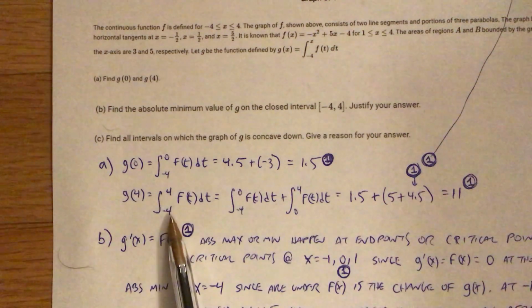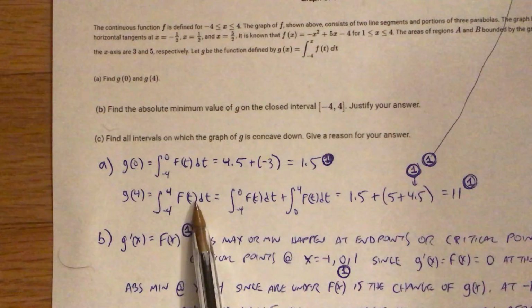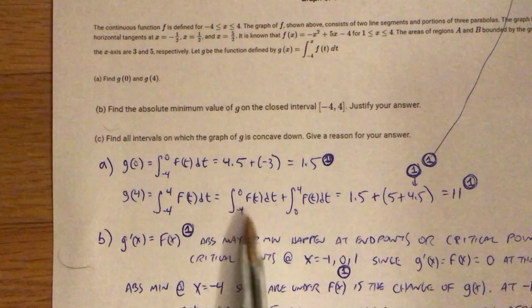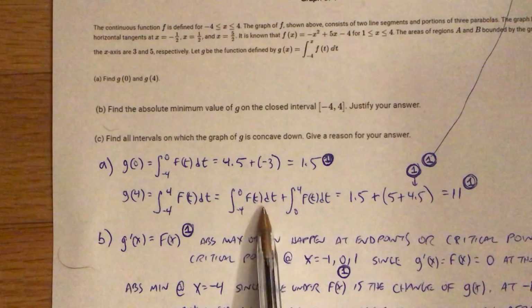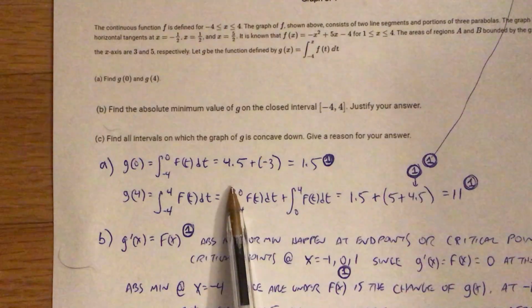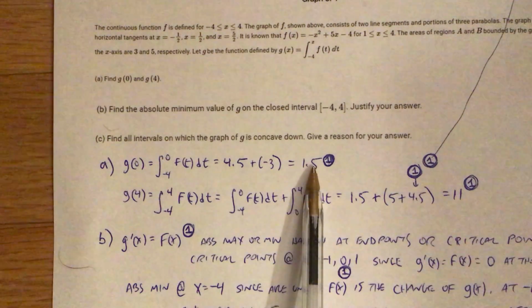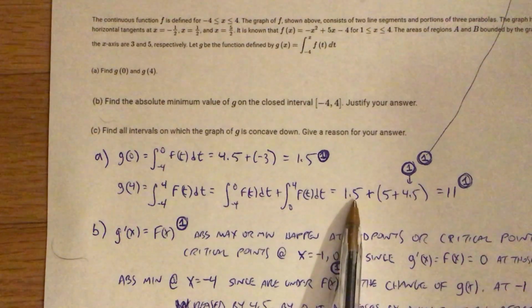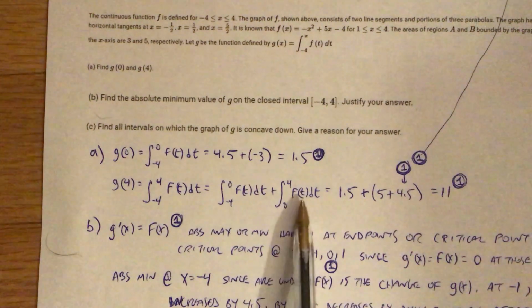Well, g of 4 is the integral from -4 to 4 of f of t dt, where t is that dummy variable, just representing the function. I broke it up into two pieces because I just found -4 to 0. -4 to 0 is 1.5, and then I can go from 0 to 4. So basically I recycled my old answer so I didn't have to get it again. But I do need the other part.